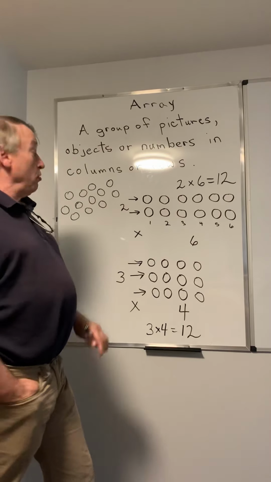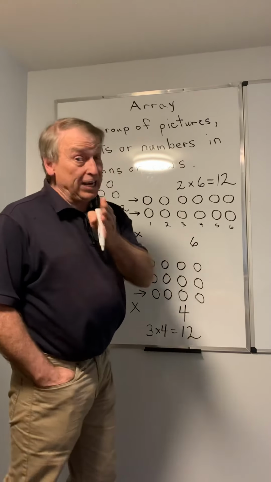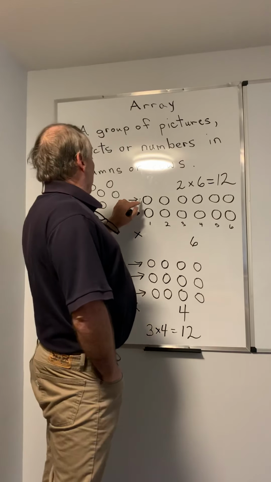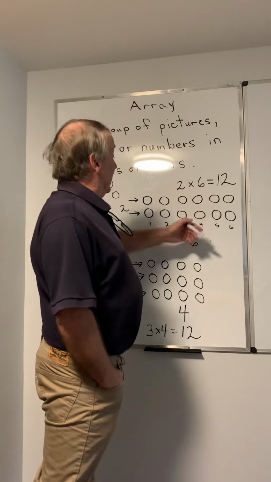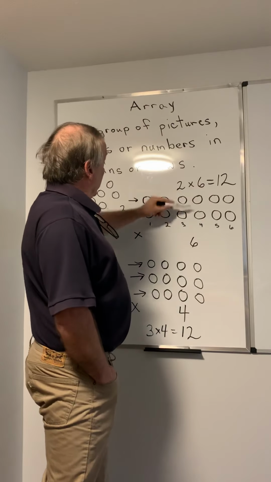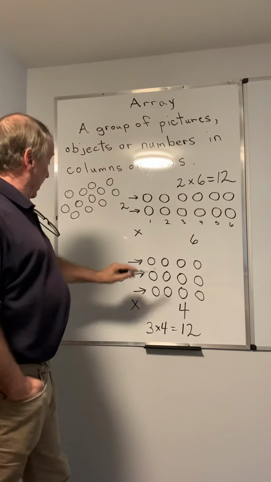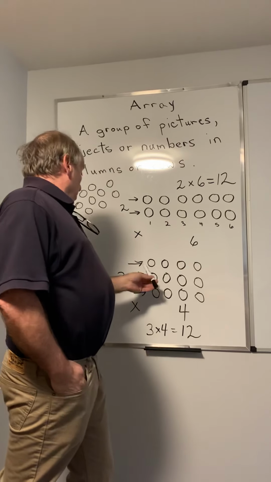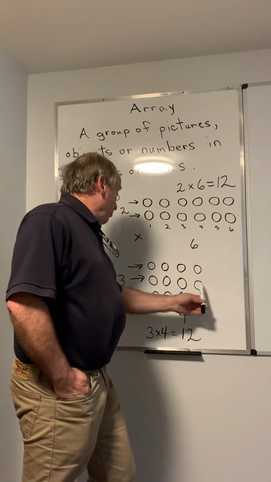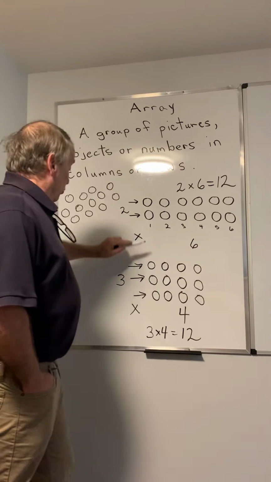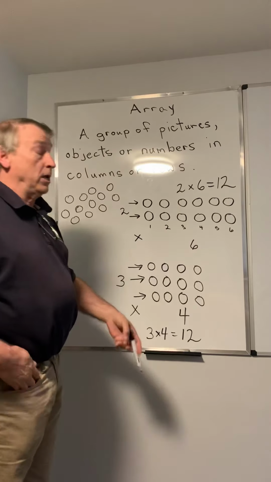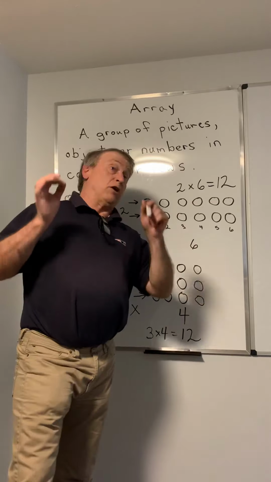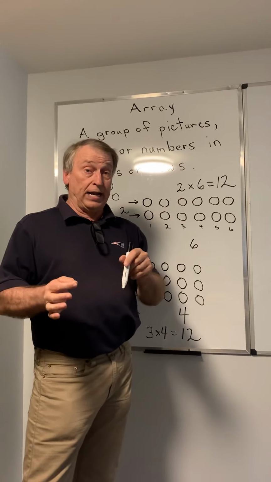Both of those are arrays, and they're rectangular arrays because they have the same amount in each of the 2 rows, and they have the same amount in each of the columns. The same with the other one. There's 4 in each one of the rows. There's 3 in each one of the columns. That makes it a rectangular array.